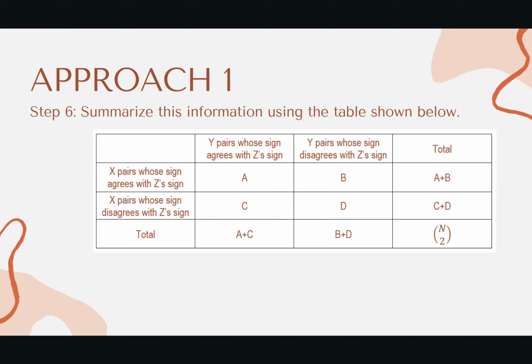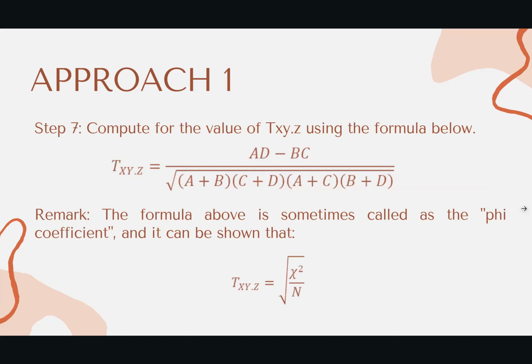So dito makikita natin na yung total is not n, but n taken 2. Okay, so dito pa lang magkaka-idea na tayo na hindi nga siya pang chi-square test. Kasi 'di ba sa chi-square test, n yung grand total natin doon. Now, step 7, compute for the value of the test statistic using the formula below. And remark, the formula above is sometimes called as the phi coefficient, and it can be shown that yung test statistic natin is equal to the square root of chi-square over n. So, na-discuss ito ng first group, no? So, napakita ito.